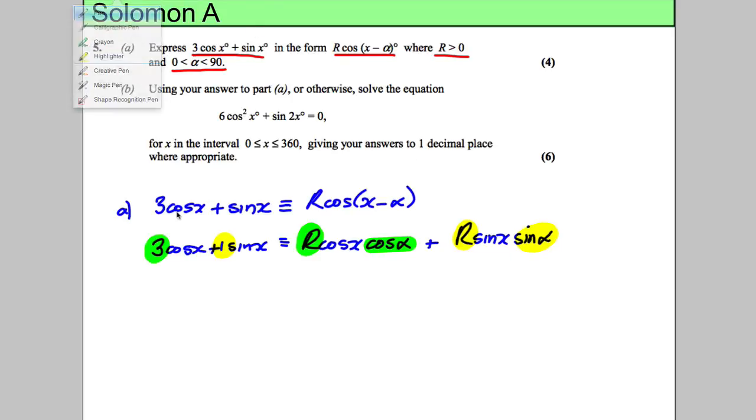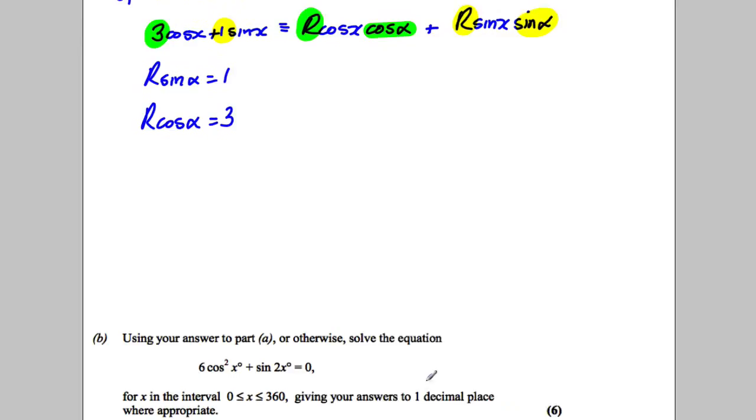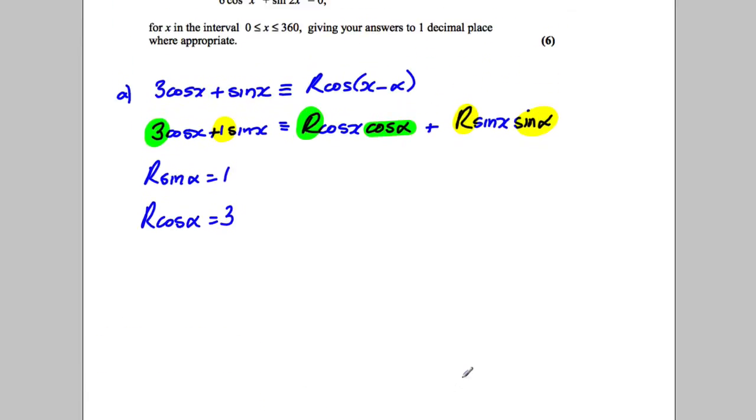So let's write those deductions down. We can say that r sine alpha is equal to 1, and we can state that r cosine alpha is equal to 3, and hence we can now find our r and our alpha. How can we do that? Well, r is always the square root of this squared plus this squared, so 3 squared add 1 squared, which is going to be the square root of 10. So r is going to equal the square root of 10.